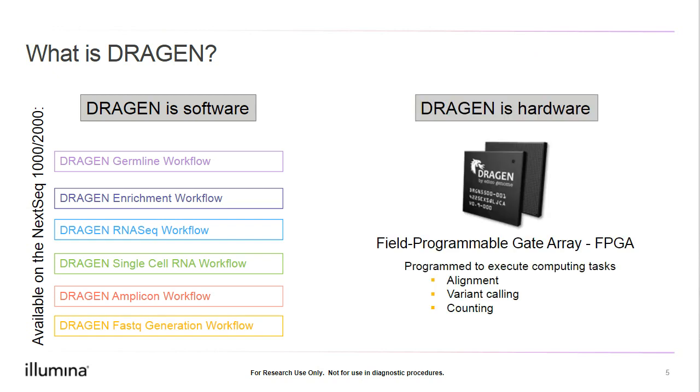DRAGEN uses field programmable gate arrays, or FPGA cards, and these FPGA cards are also known as the DRAGEN chip or DRAGEN card. The DRAGEN chip is programmed to execute computing tasks such as alignment, variant calling, and counting for the DRAGEN RNA pipeline. The DRAGEN chip has also been engineered to accelerate the analysis. Together, the optimized DRAGEN software pipeline and the DRAGEN chip make up DRAGEN.